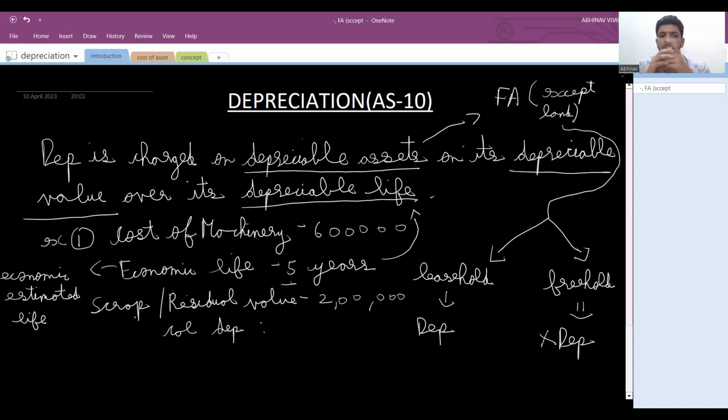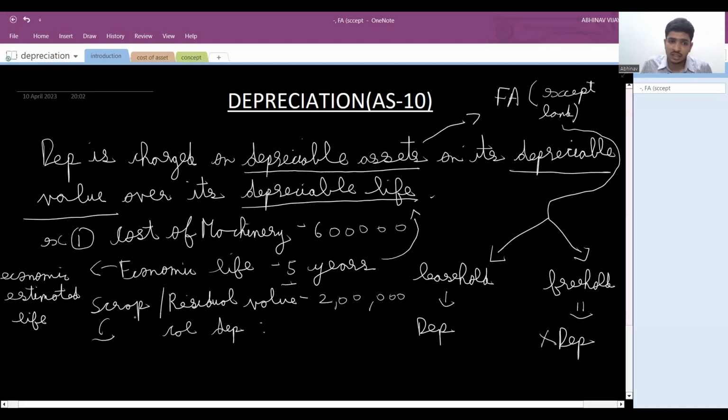So assuming you purchase this machine, you're estimating it'll last for 5 years. After 5 years, its value is completely depreciated. You don't know what to do with the machine. So it stopped working, and you go to some scrap dealer and sell it to him for 2 lakh rupees. So that is the meaning of scrap or residual value. The value that is left after the economic life of a particular asset is called the scrap or residual value. This value is also estimated at the time of buying the asset itself.